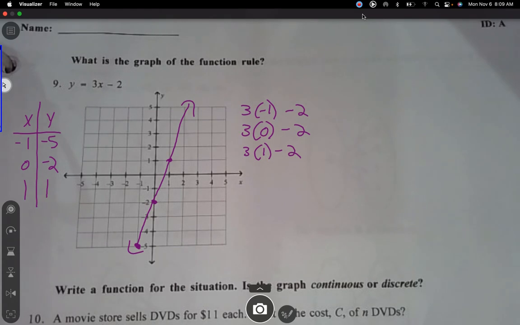Are we good so far? Yeah, not a bad test yet? Not yet, okay. Grace? Yes. Alright, the next one.